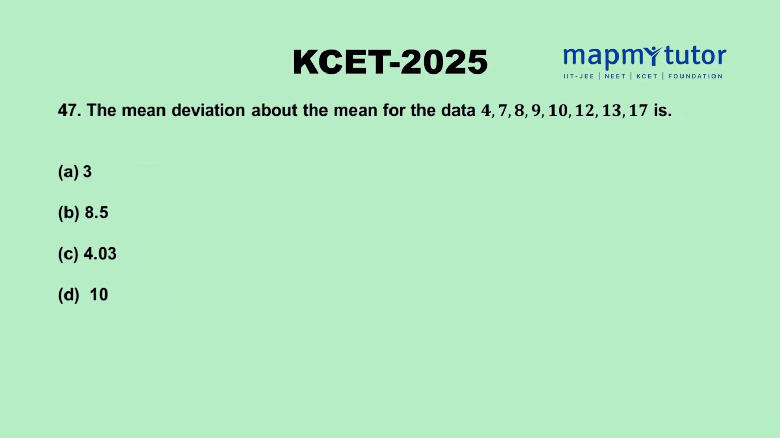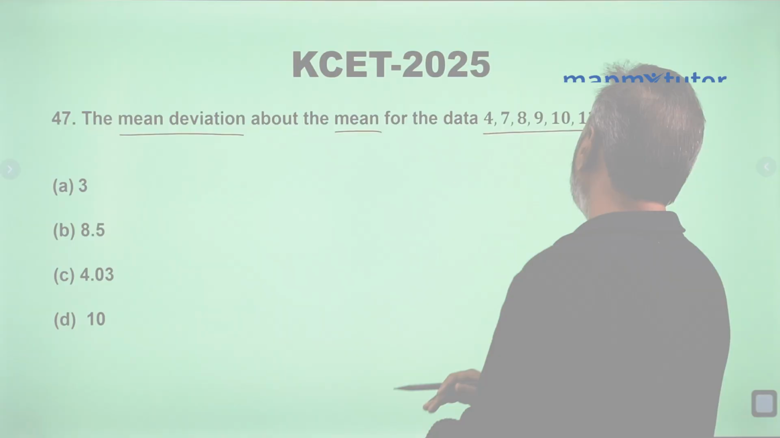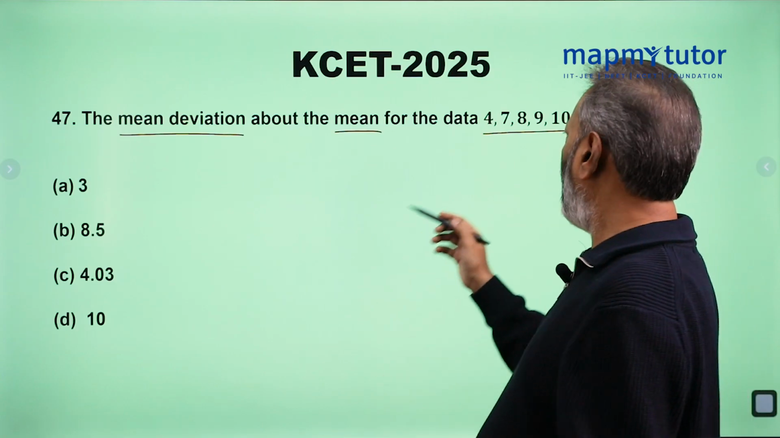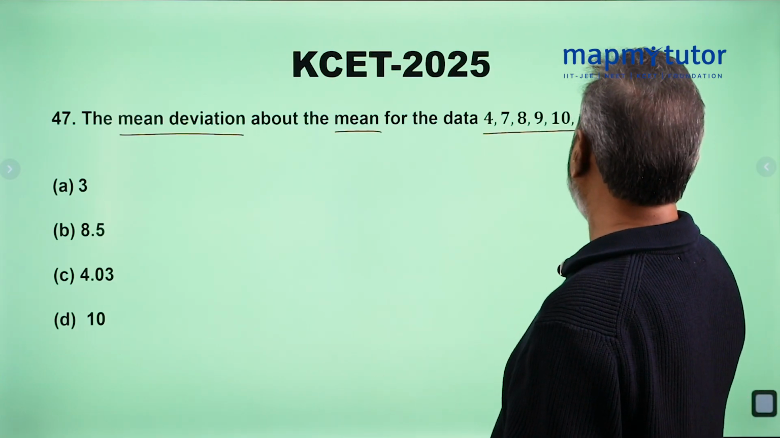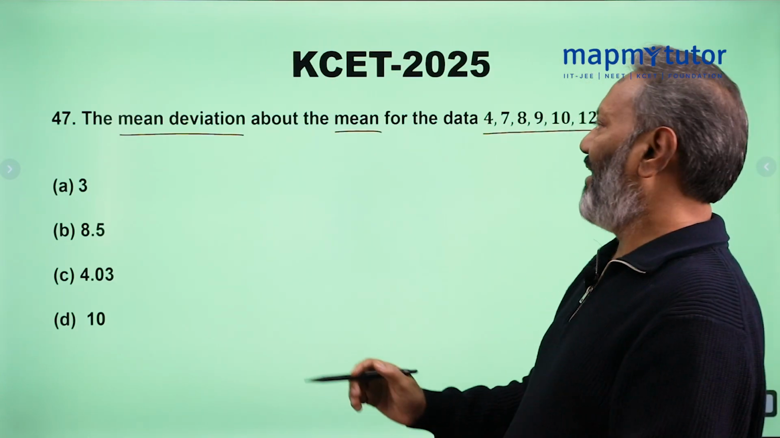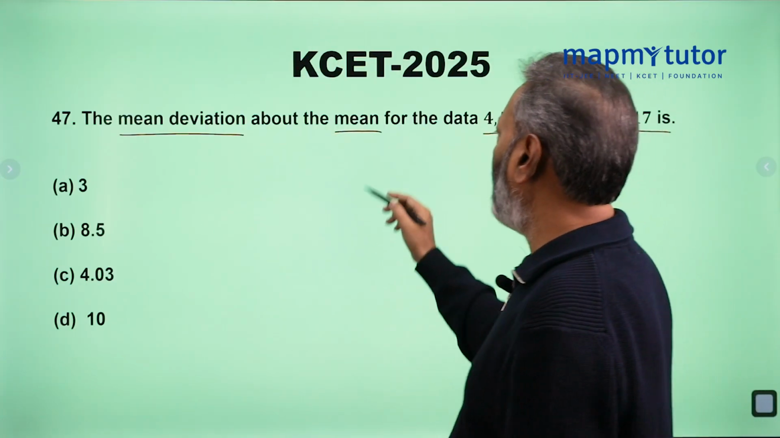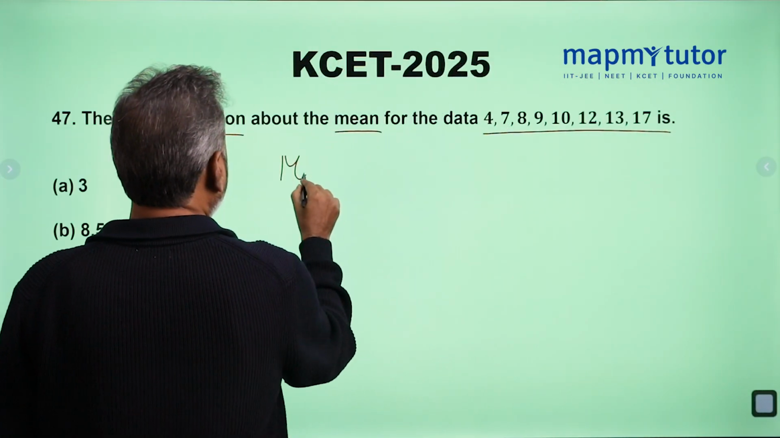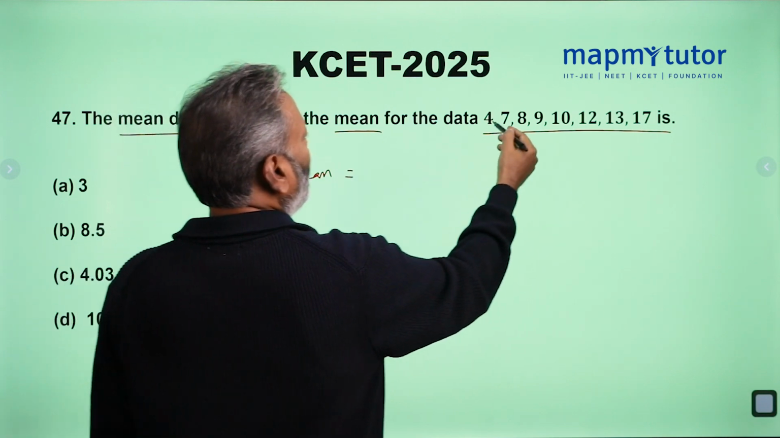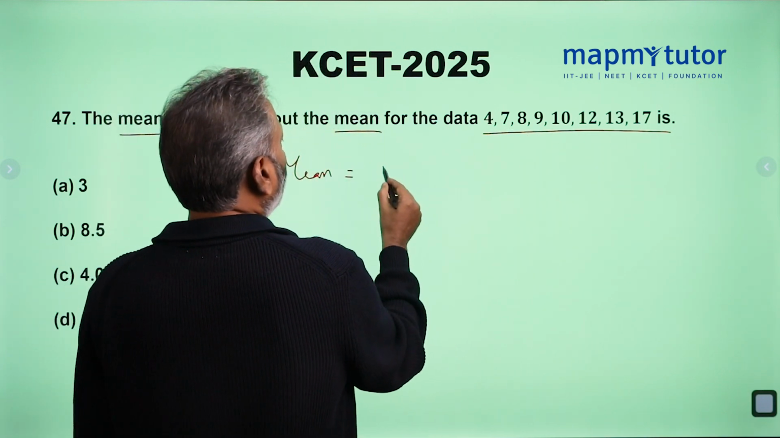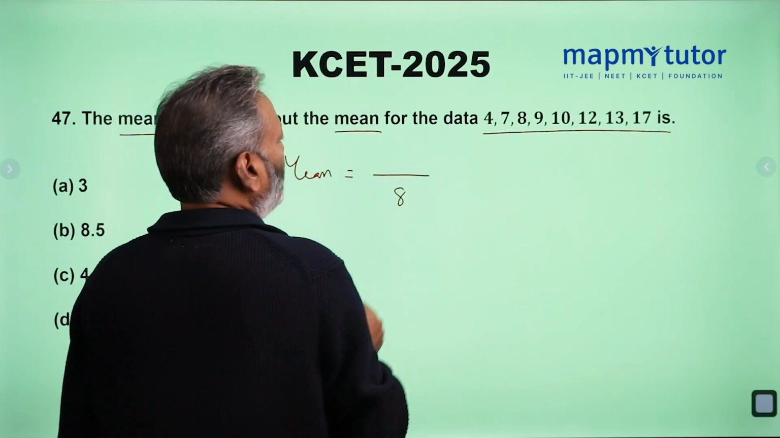The mean deviation. We have to calculate the mean deviation about the mean for this data. Just data of 8 entries is given. And you have to find the mean first and then the mean deviation, step by step. So let me consider the mean of this data. You know, sum of the quantities by number of quantities. Come and add them. The number is 8, already I counted.